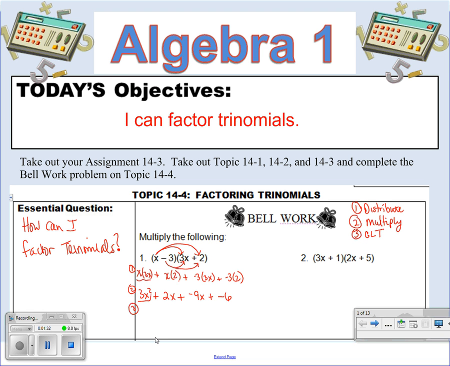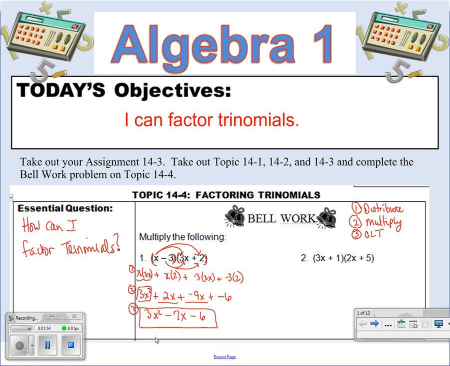We don't have any other x squared, so we write the 3x squared. You'll see that we can combine the 2x and the negative 9x. That becomes a negative 7x. And then we are left with a negative 6 at the end. So what we've done is we've taken two binomials, multiplied them together, and we came up with our answer of a trinomial.